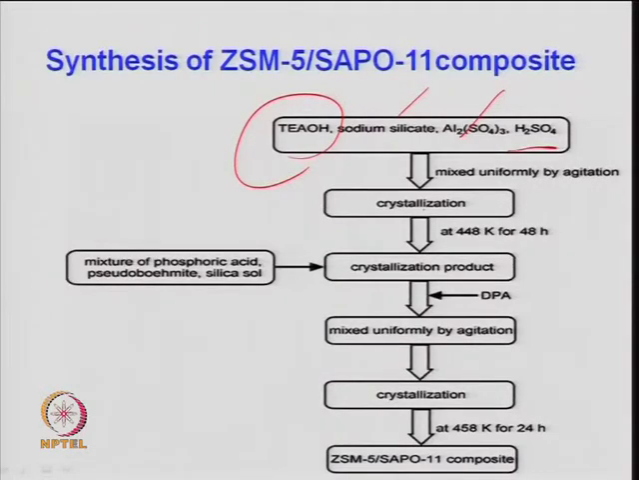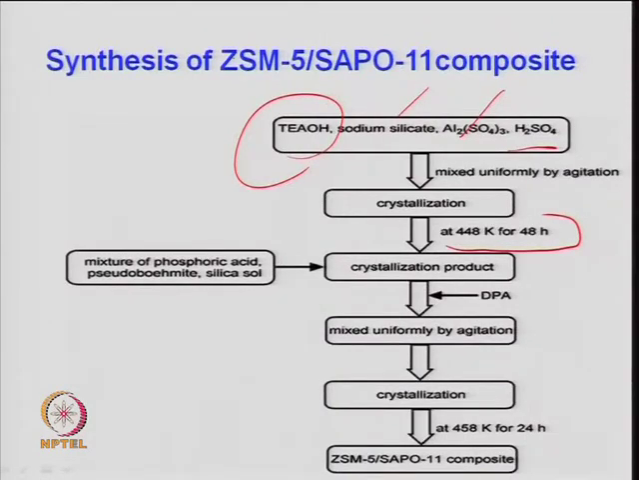Then you need crystallization, and as we were discussing, a definite temperature is required. Here it is around 448 Kelvin. The temperature is higher and the time is 48 hours for aging. The crystal forms, so the crystallized product is here. Then you may add some amine groups if required.